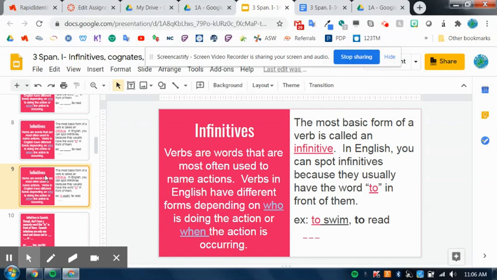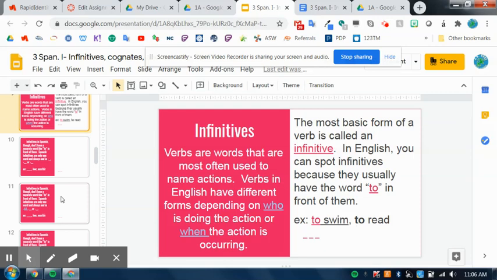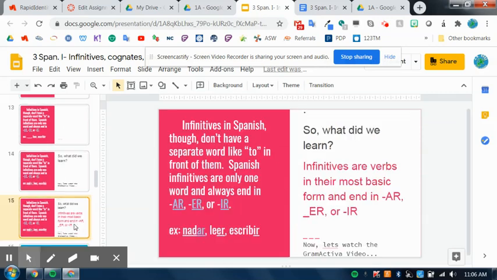Infinitives are words that are to do an action. So in English, it's to swim, to read. The dead giveaway is the word to. In Spanish, they are words that end in AR, ER, or IR. For example, nadar, leer, or escribir. And they are words in the most basic form.